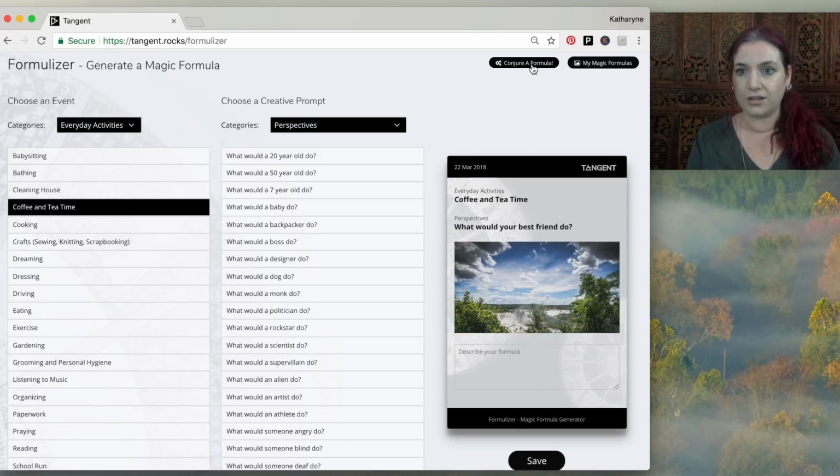And we'll do one more. Coffee and tea time. What would your best friend do? I love this because this generates a whole lot of really nice ideas. And I love the picture with this one as well. It makes me think of being in a lovely place, having a really nice coffee with my best friend, talking about things. And the funny thing is, it reminds me of a show I used to do on YouTube called Coffee with Katharyne. I would literally sit in my backyard and talk to people about whatever was on my mind, usually things focused on reselling. So that's what comes to mind for me.